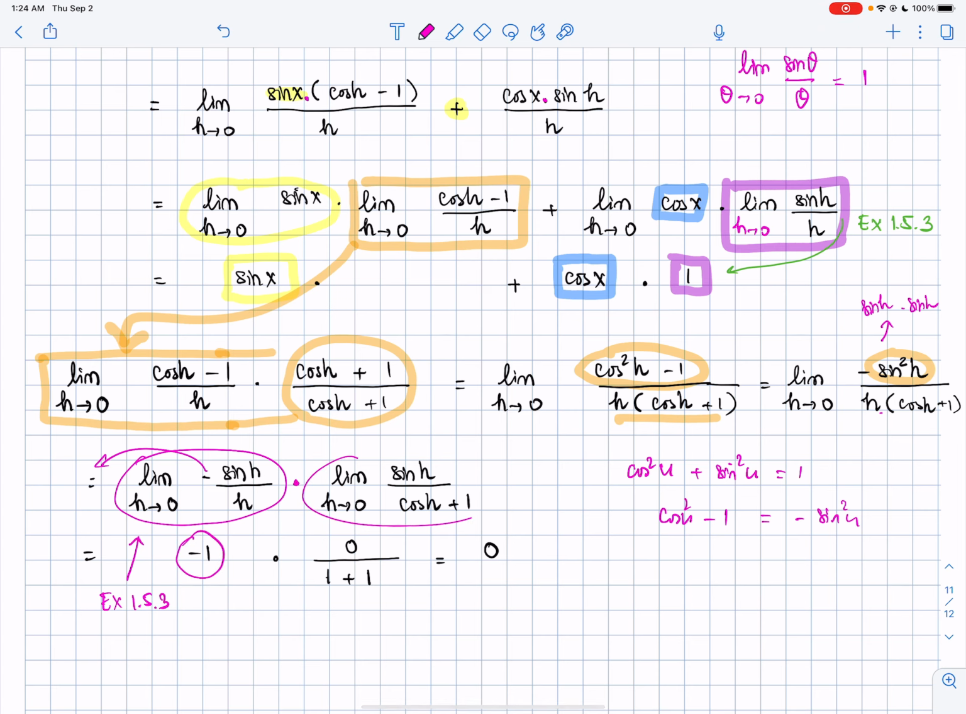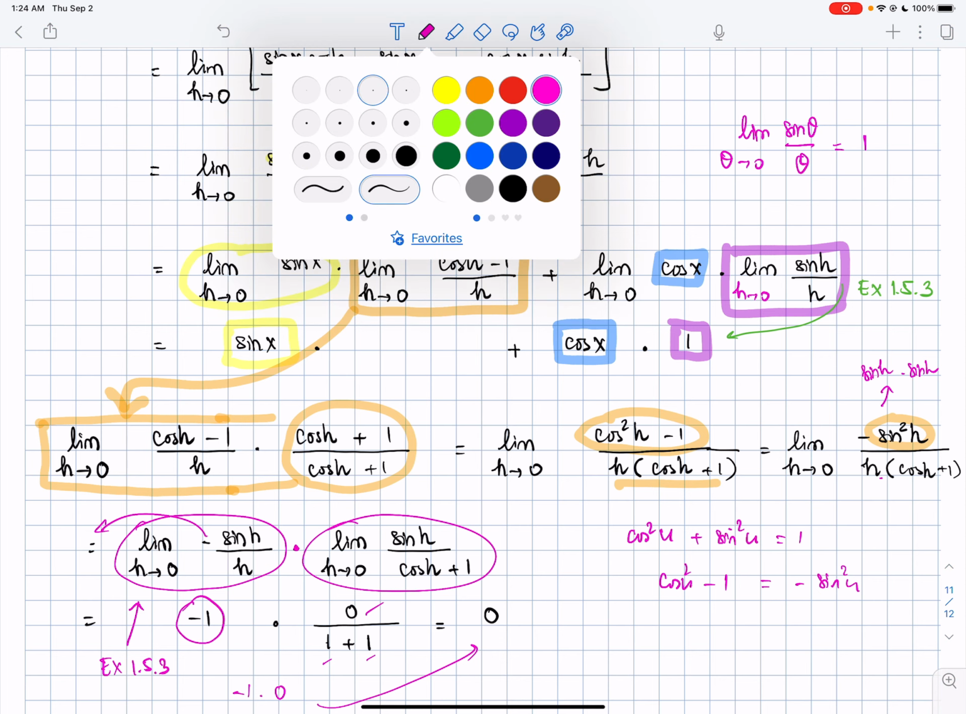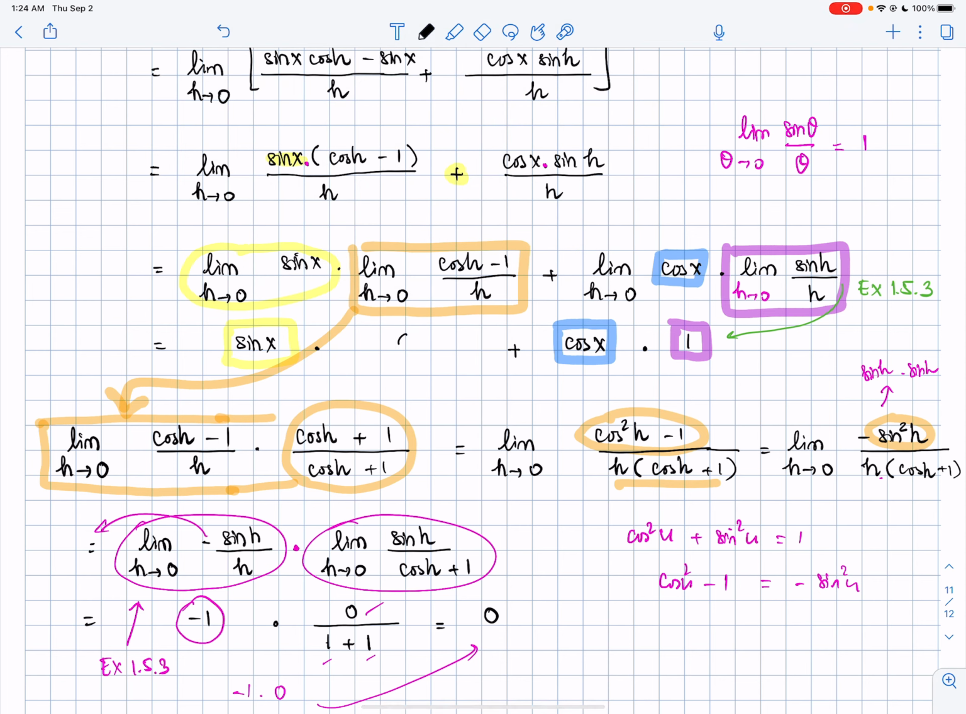And for this, all we need to do is plug in 0 for h into this function. The sine of 0 is 0 on the top. Cosine of 0 is 1, plus 1. So it gives us negative 1 times 0, so the answer is 0. So going back to the proof, we got 0 right here, right? So sine of x times 0 from this step is gone. So we're left with cosine of x times 1. So the answer is cosine of x.